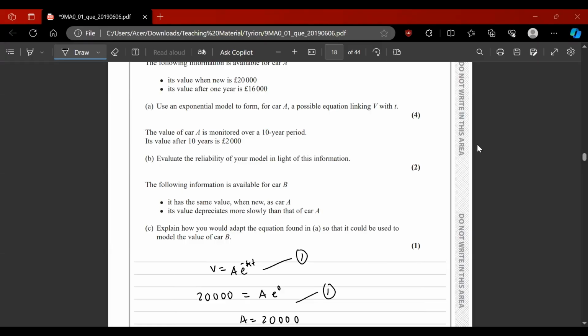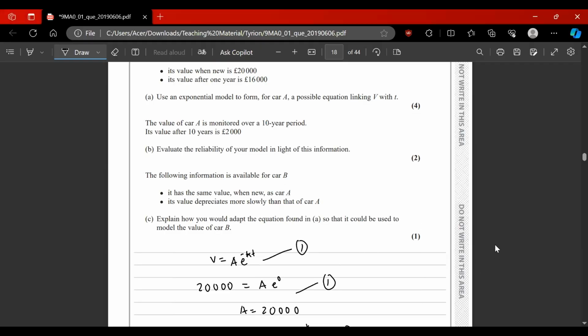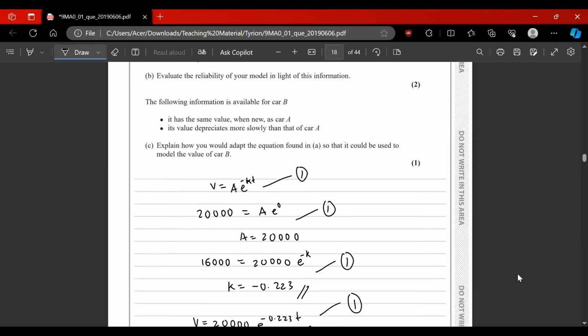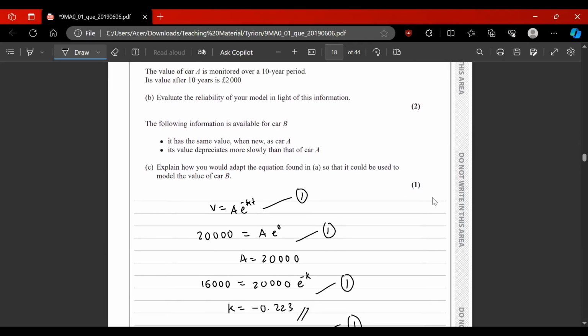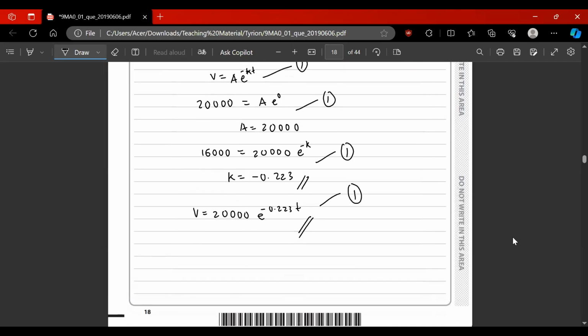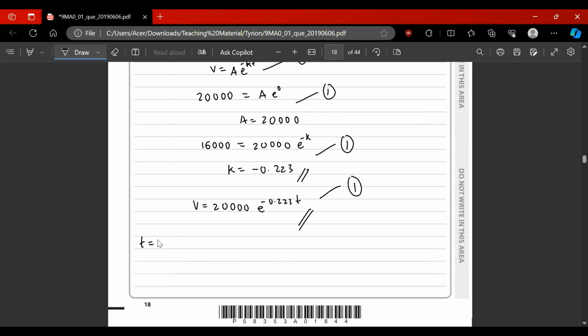In part B, evaluate the reliability of your model in light of this information. So here it says the value of car A is monitored over a 10-year period. Its value after 10 years is £2,000. So we need to now apply this information to our model and see if it's correct or not. When you substitute in t is equal to 10, we will get V is equal to 20,000 e to the power minus 0.223 times 10.